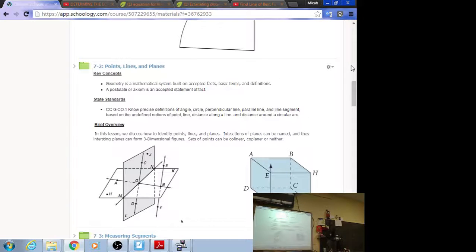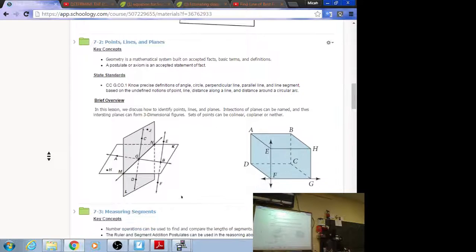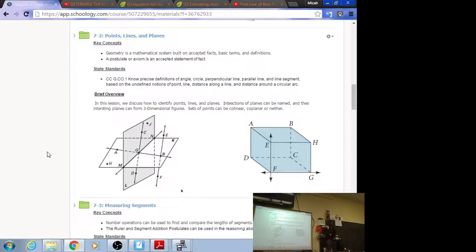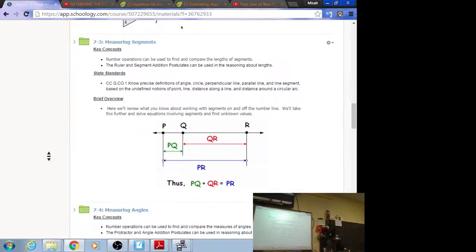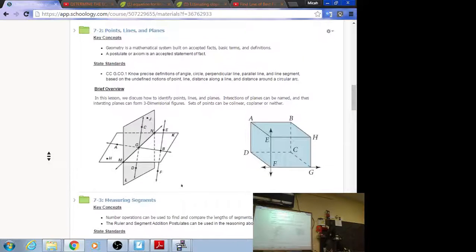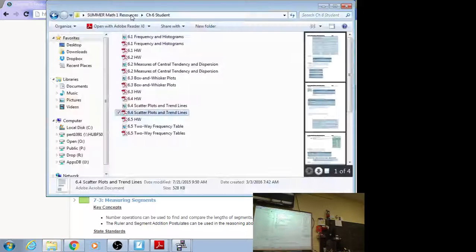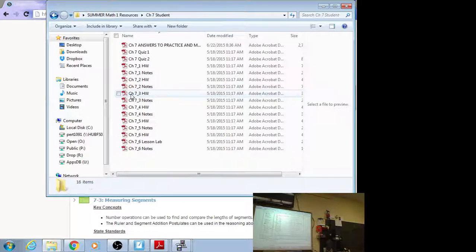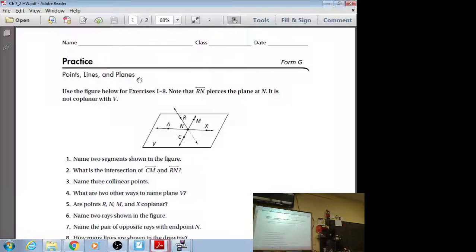Naming angles, just make sure you put it in the right order, vertex in the center. Measuring, yeah. For the homework, question 13 for 7.2, I didn't get.